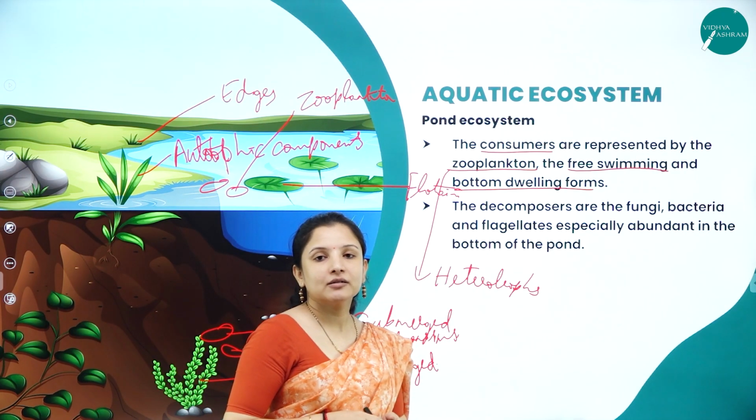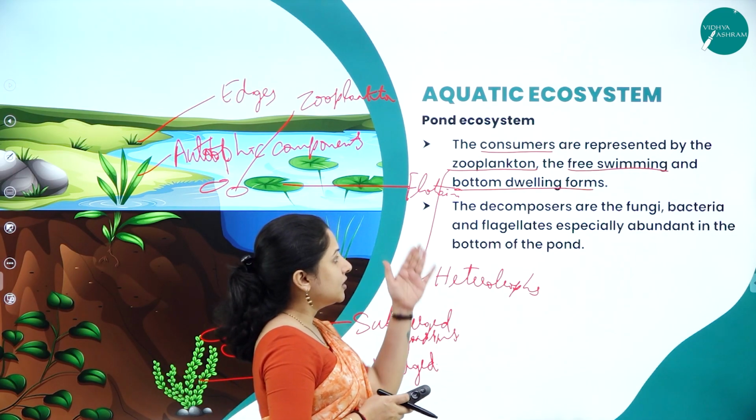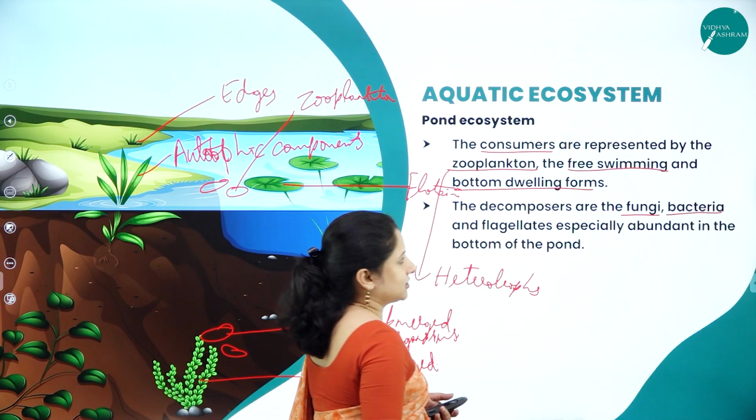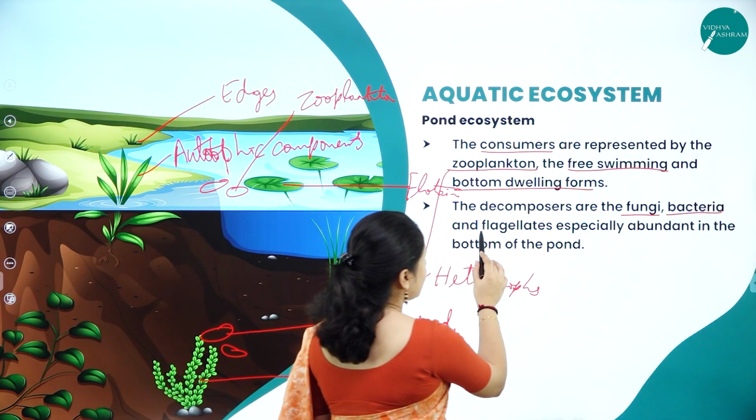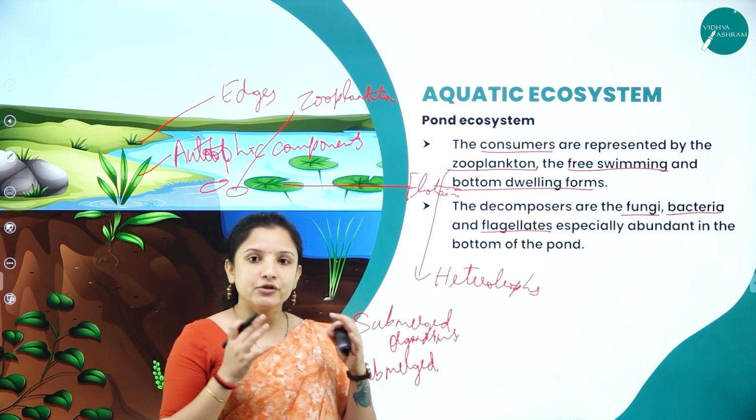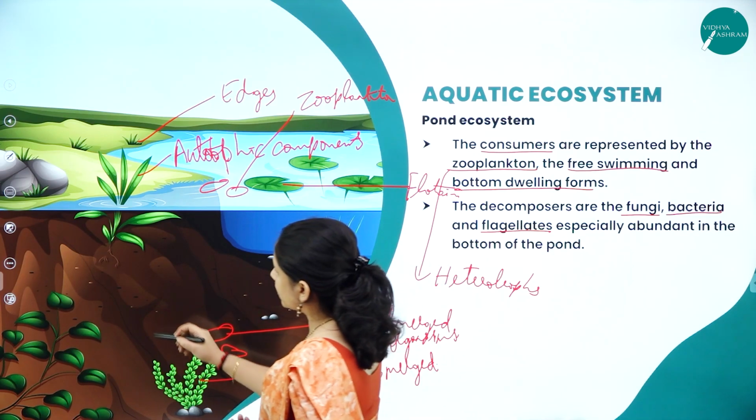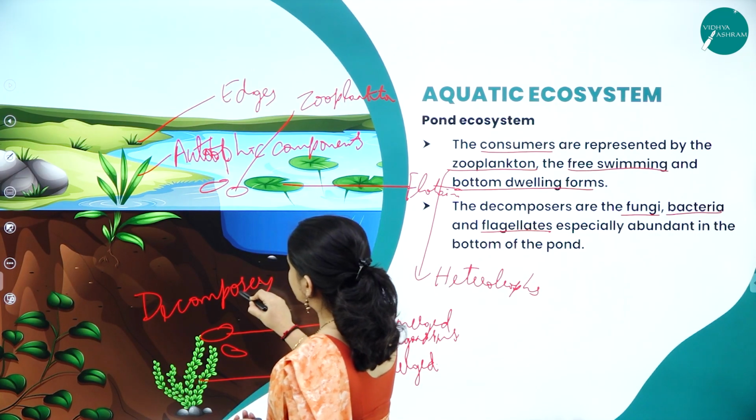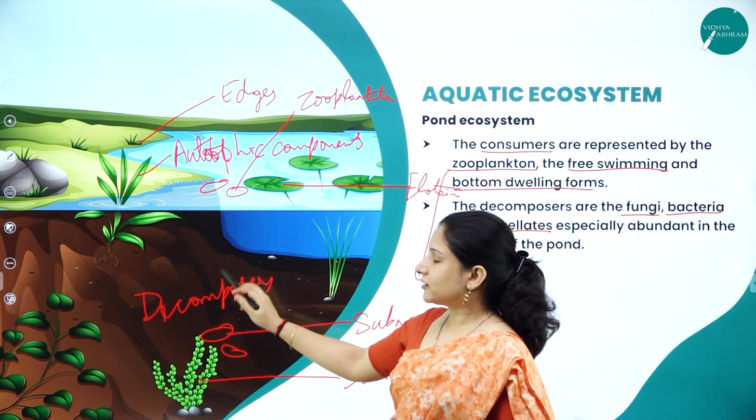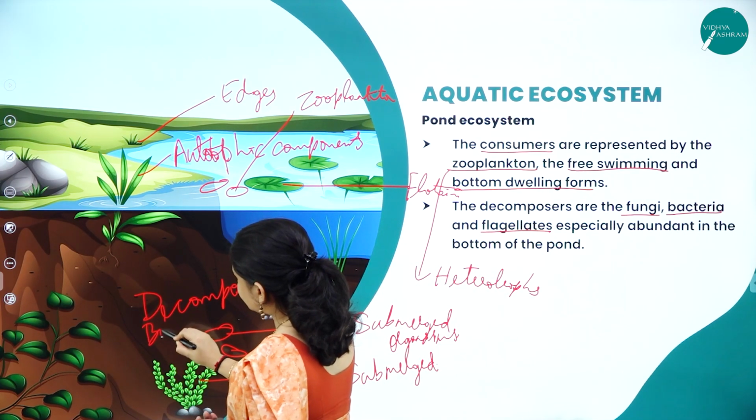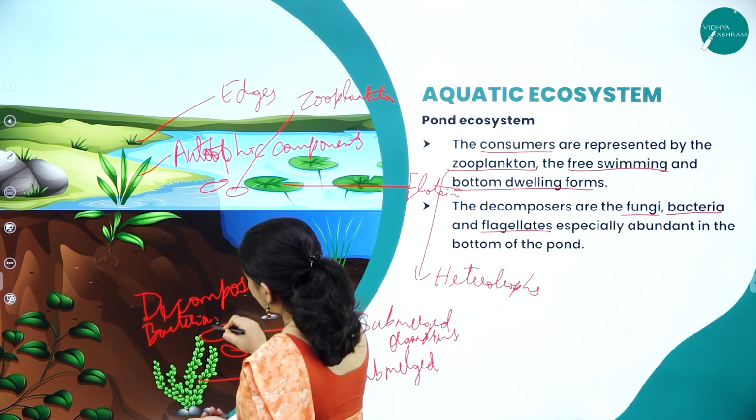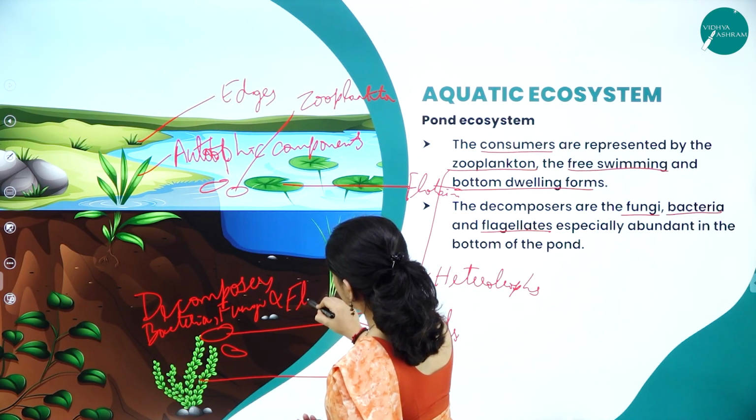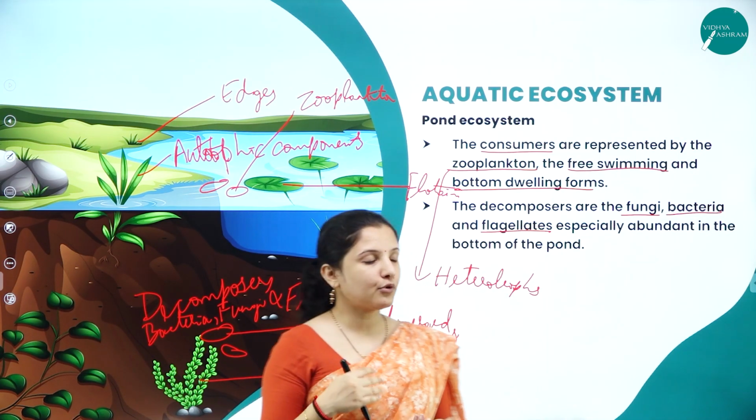And next after that, there are some decomposers that are present. The decomposers in the pond are the fungi, that is the microorganisms, the bacteria, and also certain flagellated organisms which usually dwell at the bottom of the pond. So at the bottom of the pond, what are there? Decomposers are also there. You cannot find decomposers on the surface of the pond. They are found only at the bottom of the pond, and they consist of bacteria, fungi, and some flagellates.